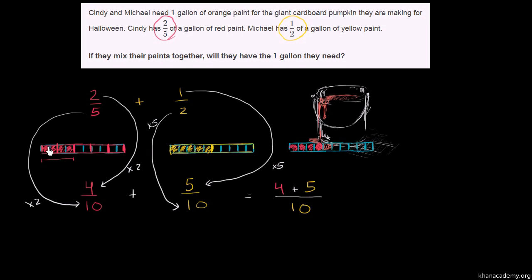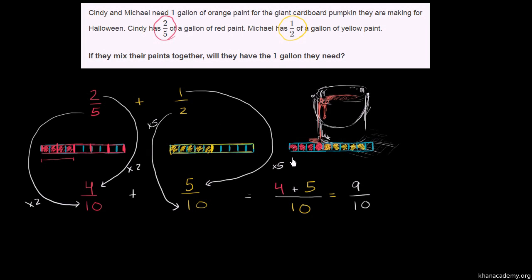And notice that was exactly the 4/10 here, which is exactly the 2/5. Let me color in the 5/10. 1, 2, 3, 4, and 5. And so how many total tenths do we have? We have a total of 1, 2, 3, 4, 5, 6, 7, 8, 9. 9 of the tenths are now shaded in. We had 9 tenths of a gallon of paint.